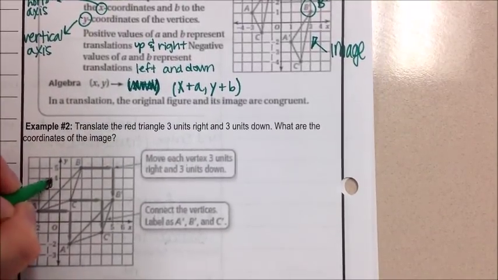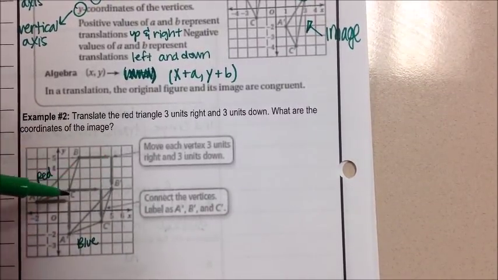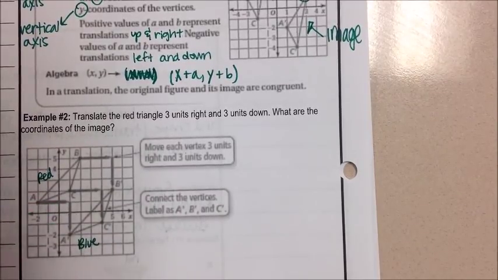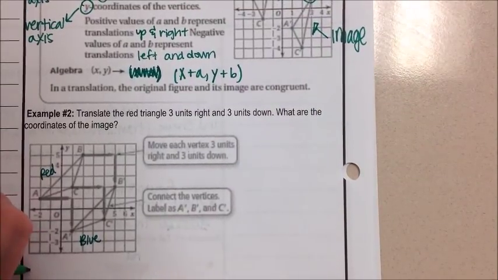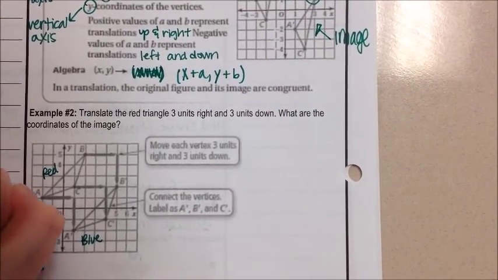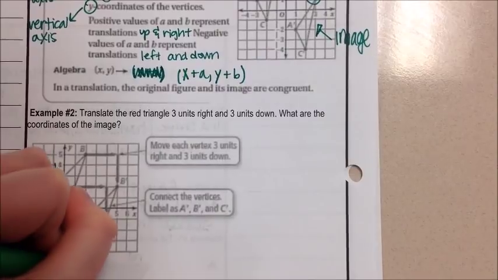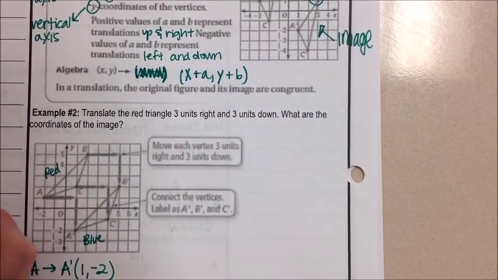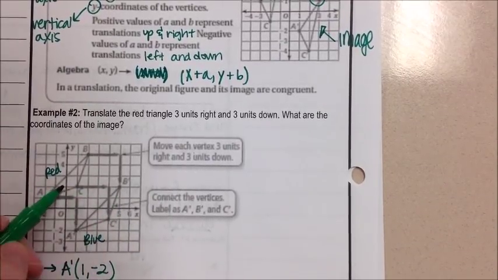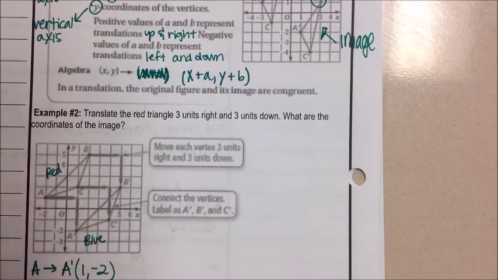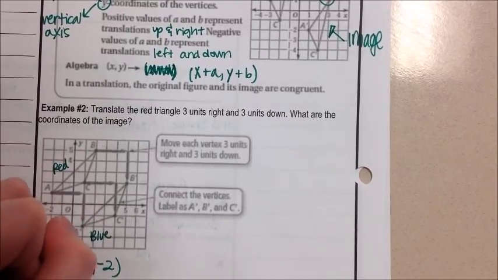So this was my red one, this was my blue one, okay? So I went 3 units right, 3 units down, 3 right, 3 down, 3 right, 3 down, okay? So it wants me to say what the new coordinates are. Okay, so my A went to A prime, and A prime is at 1, -2. Okay, so my B went from B to B prime, and B prime is at 5, 2. And C went to C prime, and that went to 4, -1. Okay.